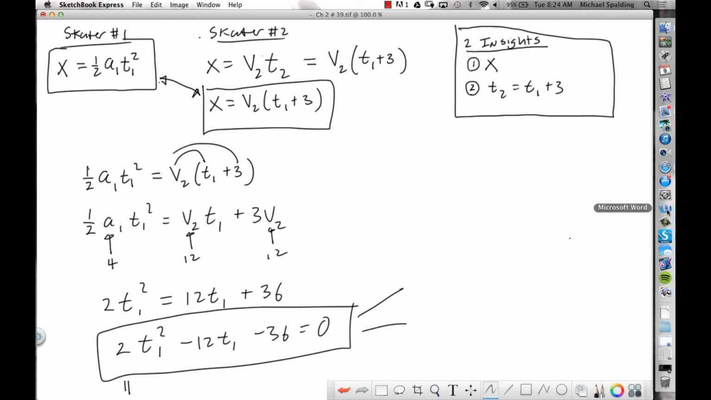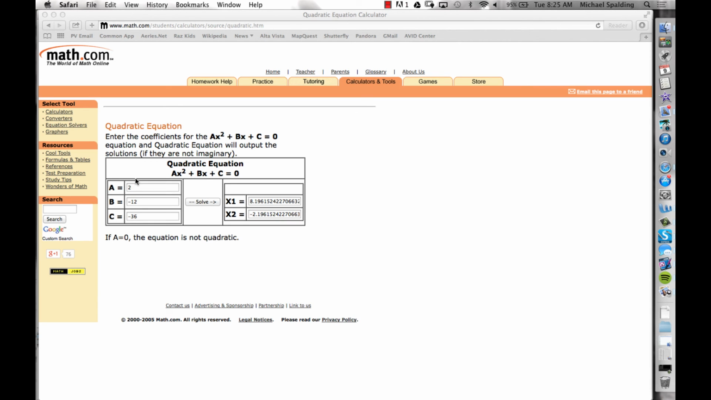Here's what I did. I went to this web page where you can plug in the coefficients. So here we go: 2, -12, -36, right? By the way, on the quiz on Thursday, I'm not going to give you any quadratics to do. That would be like a free response, where you're showing your work. For a multiple choice quiz, I'm not going to have you solving quadratics, simply because it takes too much time. So we have two answers to this quadratic, 8.196 and -2.19.